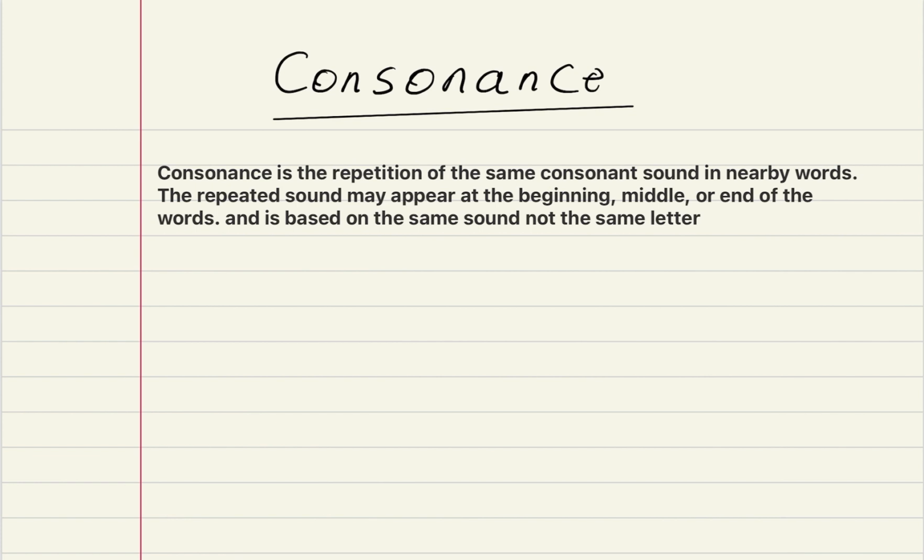So in words that are close together. They don't have to be right beside each other, but nearby words. The repeated sound may appear at the beginning, middle, or end of the words, and I'll give you examples of that. And it's based on the same sound, not the same letter. This is really the most important part to remember, because this is where it can get very confusing. So, based on the same sound, not the same letter.